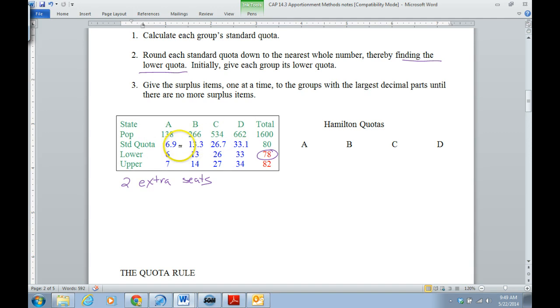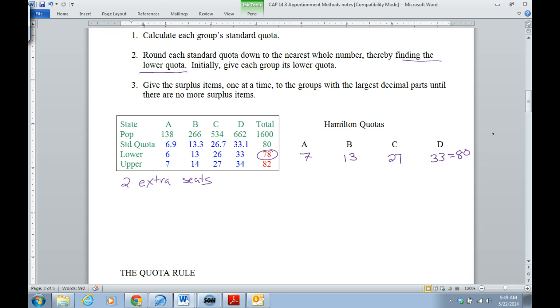So which one has the largest decimal point? A. A has the largest decimal point, so they're going to be the one that gets to go up a seat. So instead of 6, they're going to have 7. Now, which is the next one with the largest decimal point? C. So C, instead of 26, they're going to get 27. The other two are going to stay at their lower quota. So this will be 13, and this one will be 33. And if you add that up, that's a total of 80 seats now.